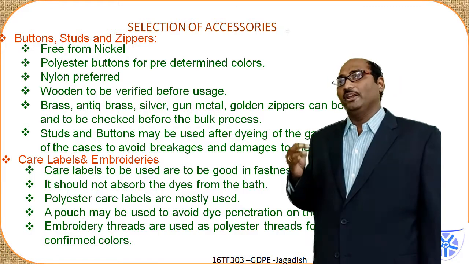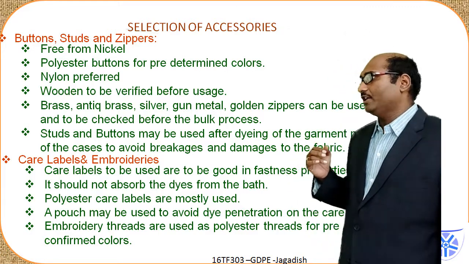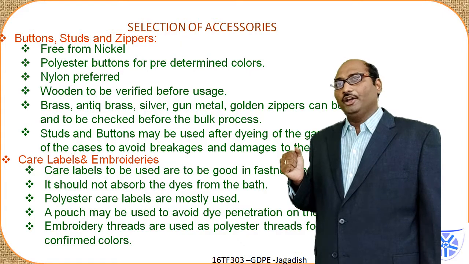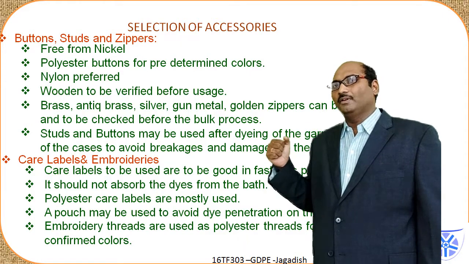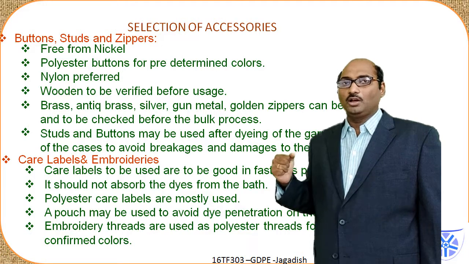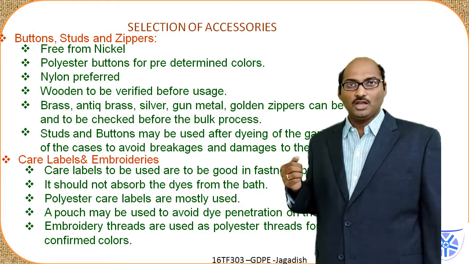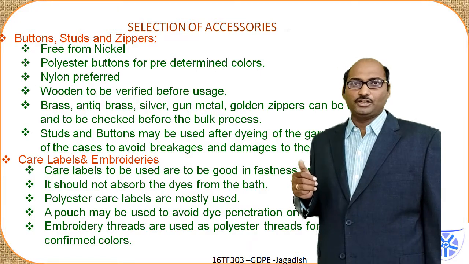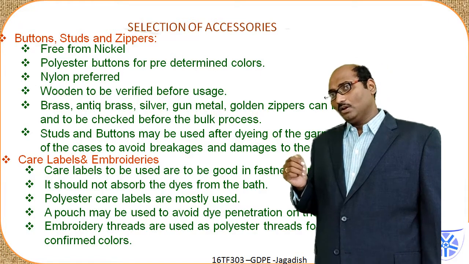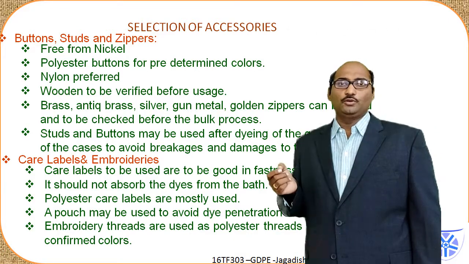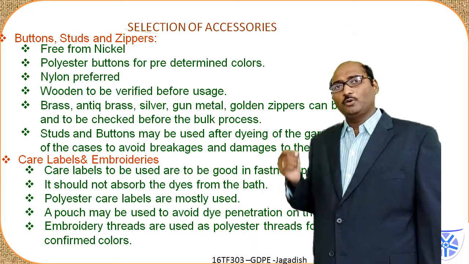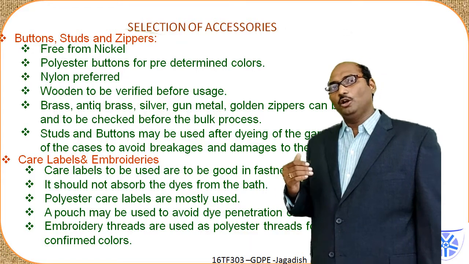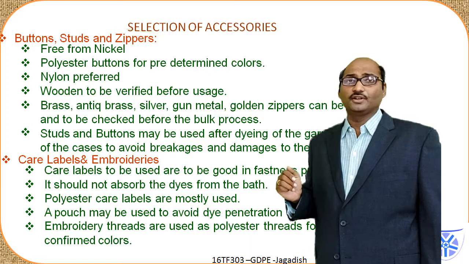Then care labels must be used in such a way that they have very good fastness properties. They should not attract any dye during the dyeing process. Otherwise, the appearance of the care label will be spoiled. What is the color of the care label generally? It is mainly white. And polyester care labels are mostly used. Why? Because the polyester dyeing temperature is around 170 degrees centigrade, whereas for cotton it is much lower. With cold reactive dyes it can be done even at 60 degrees centigrade.